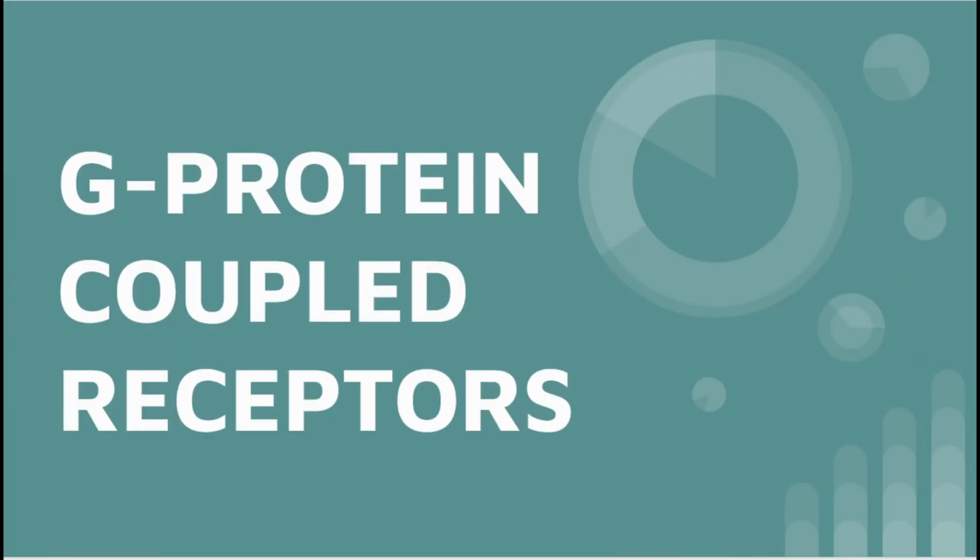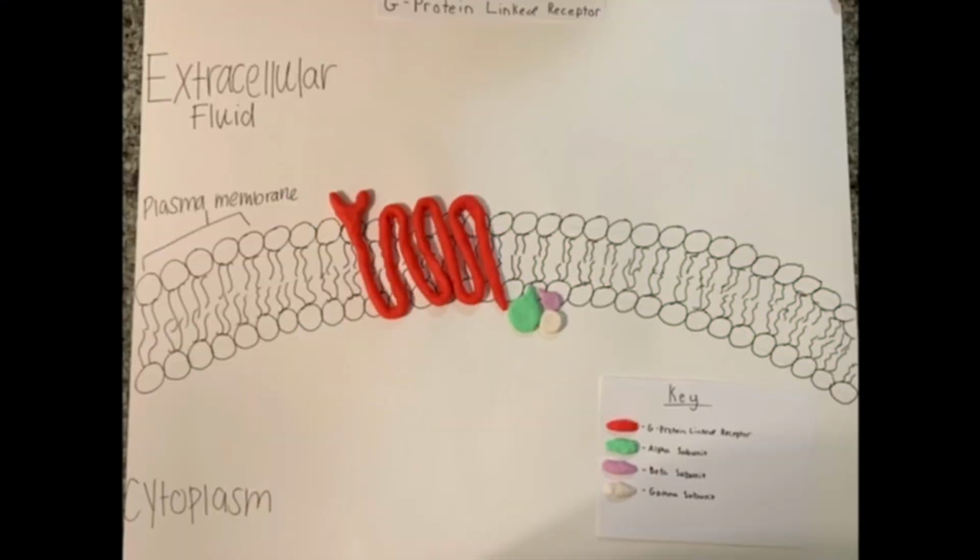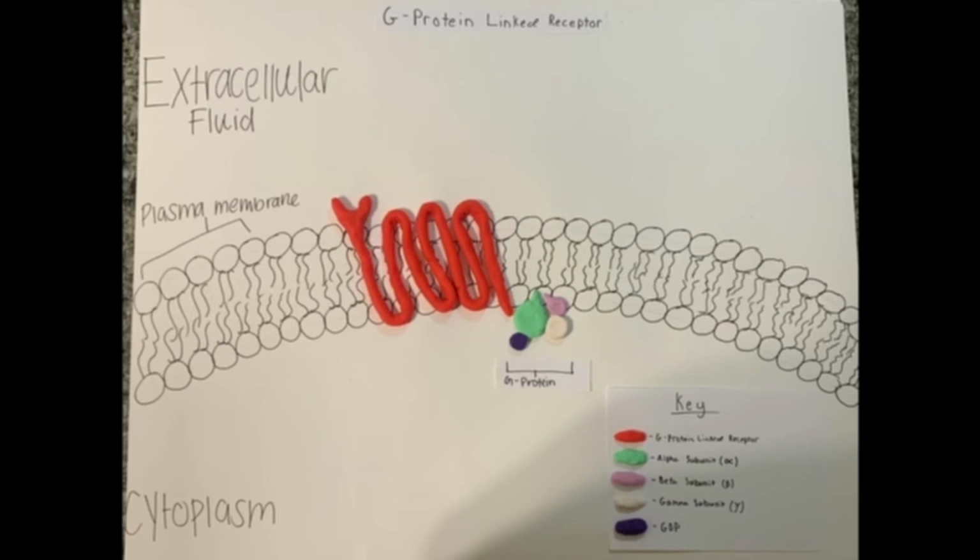The G protein-linked receptor is a transmembrane protein that converts extracellular signals into cellular responses and spans the membrane 7 times with 7 alpha helixes. The receptor works with the G protein made up of an alpha, beta, and gamma subunit along with the GDP molecule attached to the alpha subunit.